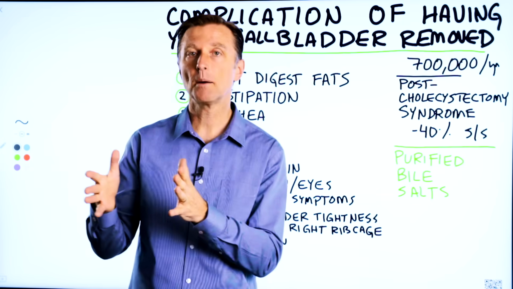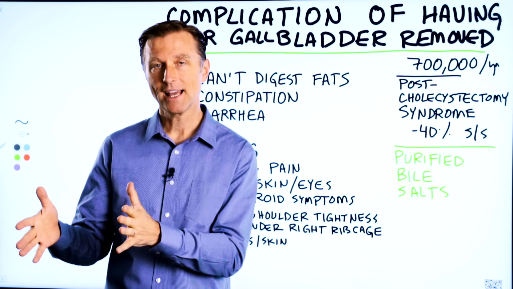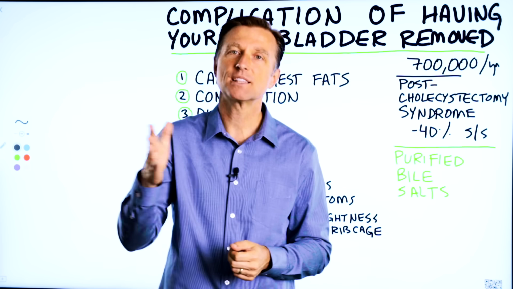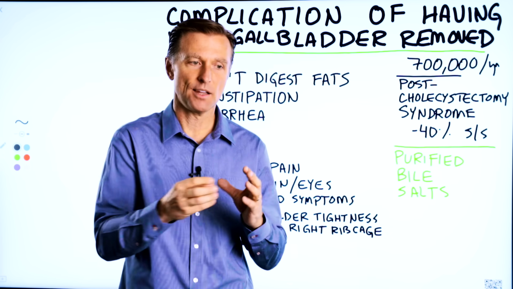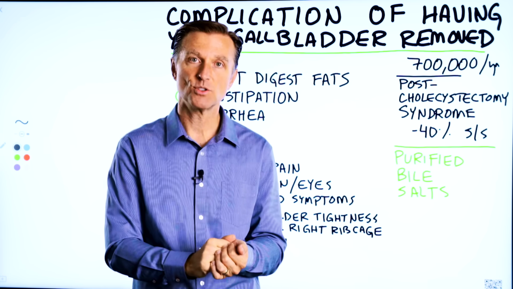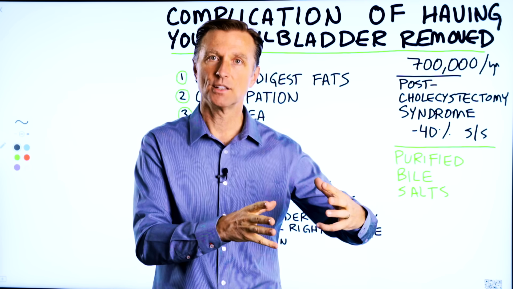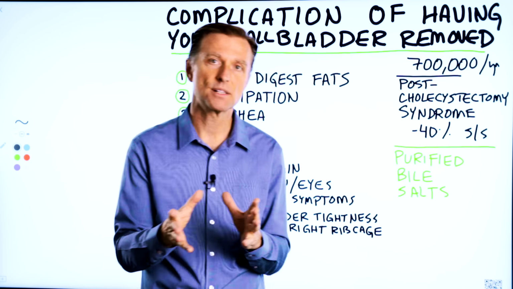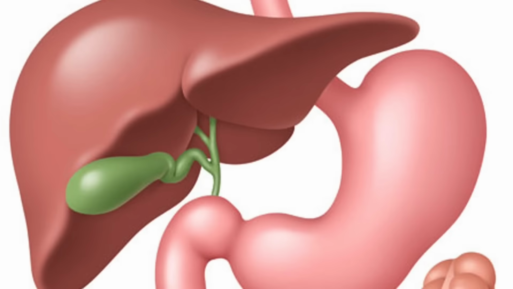So typically the complications from not having a gallbladder have to do with a lack of bile. But there's exceptions to that. Sometimes there's a situation where we have too much bile going into the small intestine, in which case you have to take a certain medication to block the production of bile. So that's a different situation. What I want to talk about is the symptoms that occur with not enough bile.